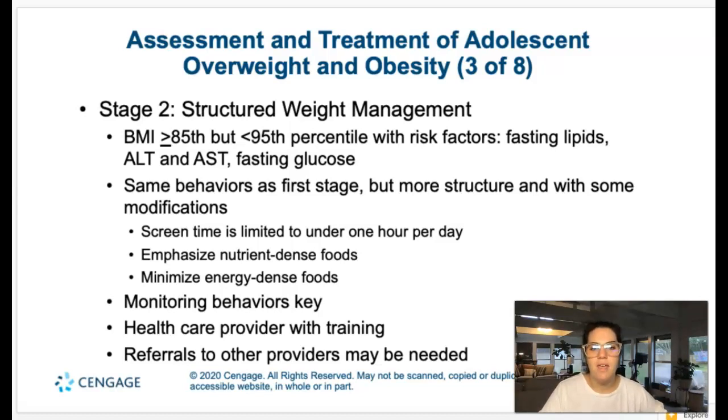So maybe the dietitian working with this patient can help to emphasize specific nutrient-dense foods that they can add in. They'll limit screen time to under an hour per day. Previously, the recommendation was just to limit screen time. So here we're giving an exact time. And to minimize energy-dense foods.